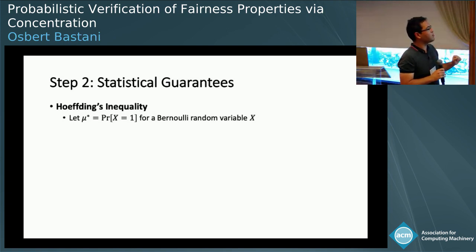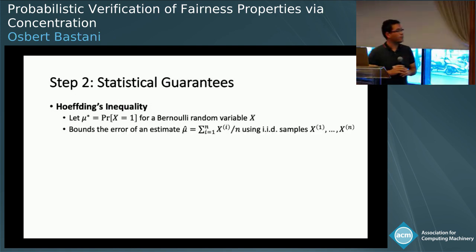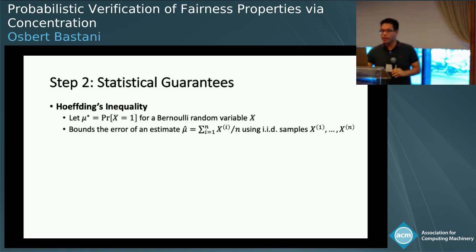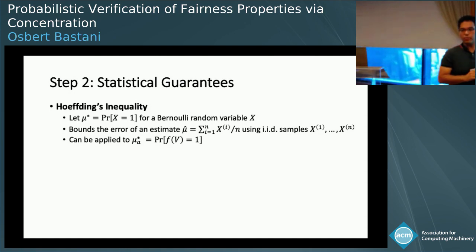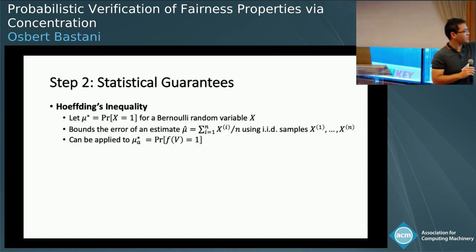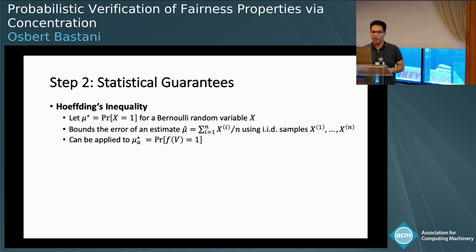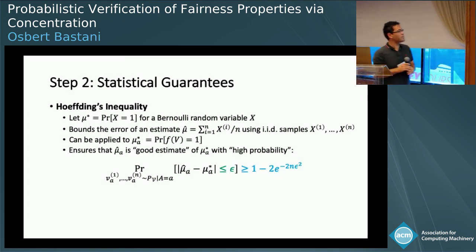So letting mu star be the probability that a Bernoulli random variable x is equal to 1, Hoeffding's inequality bounds the error of an estimate mu hat of mu star using IID samples. And we can apply this inequality to our setting because mu a star is exactly the probability of a Bernoulli random variable, since f of v takes values in 0 or 1. When we apply Hoeffding's inequality, we get this formula, which basically says that mu a hat is a good estimate of mu a star with high probability.